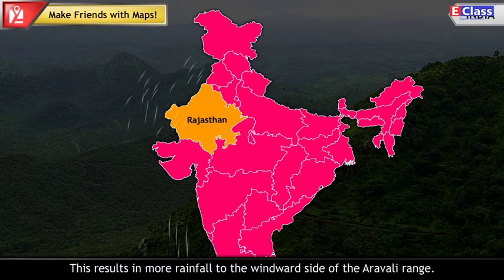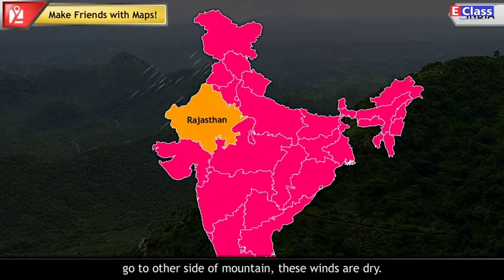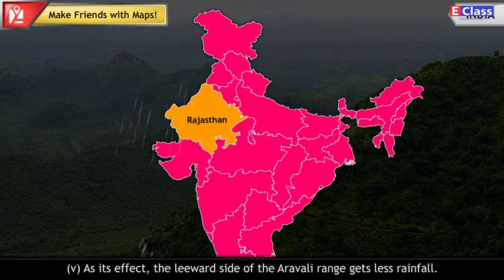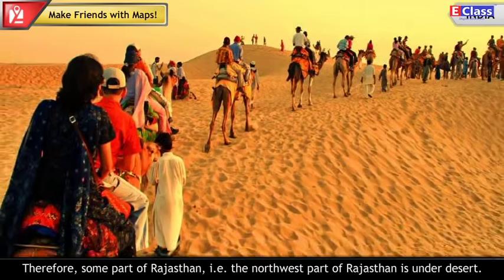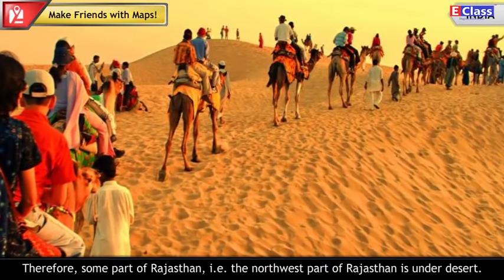This results in more rainfall to the windward side of the Aravalli range. When these winds cross the mountain top of Aravalli range, go to the other side of the mountain, these winds are dry. As its effect, the leeward side of the Aravalli range gets less rainfall. Therefore, some part of Rajasthan, that is the northwest part of Rajasthan, is under desert.